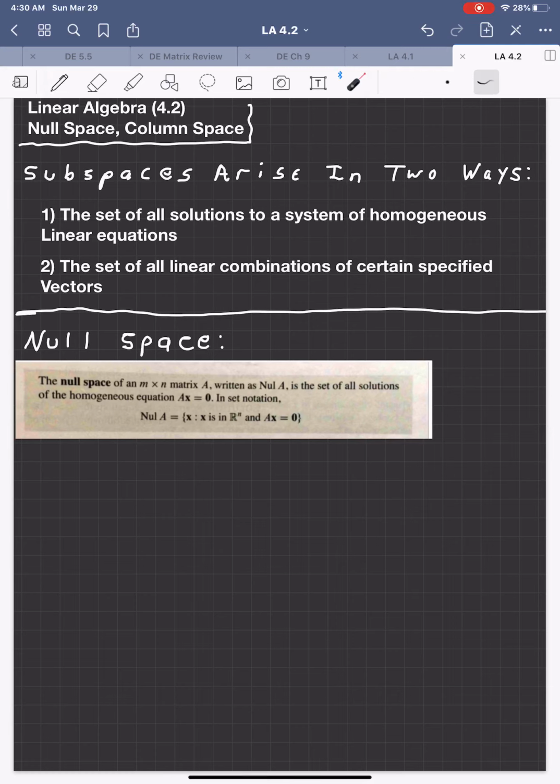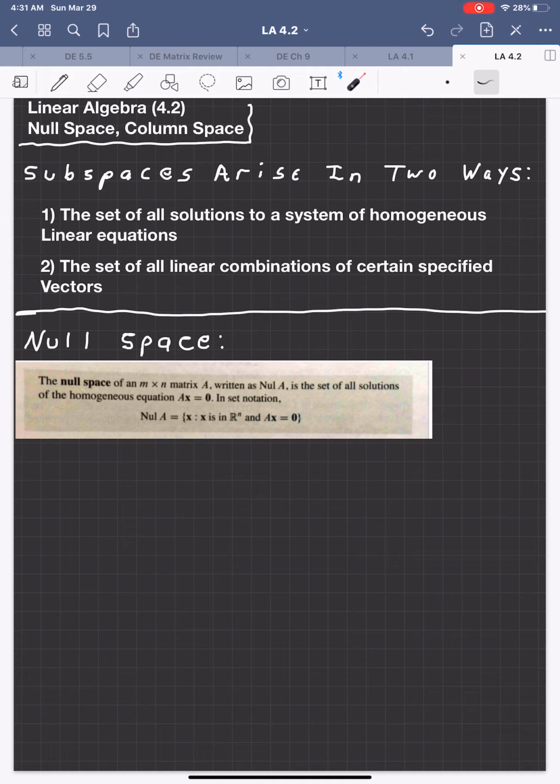All right, so we are now in the next section of chapter 4. At least we have a pretty decent understanding of vector spaces and subspaces. We now move to the topics of null spaces and column spaces, and I will do my best.